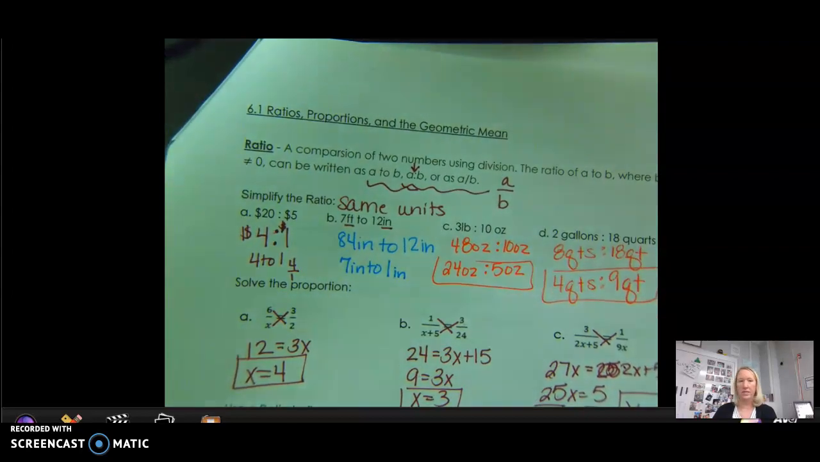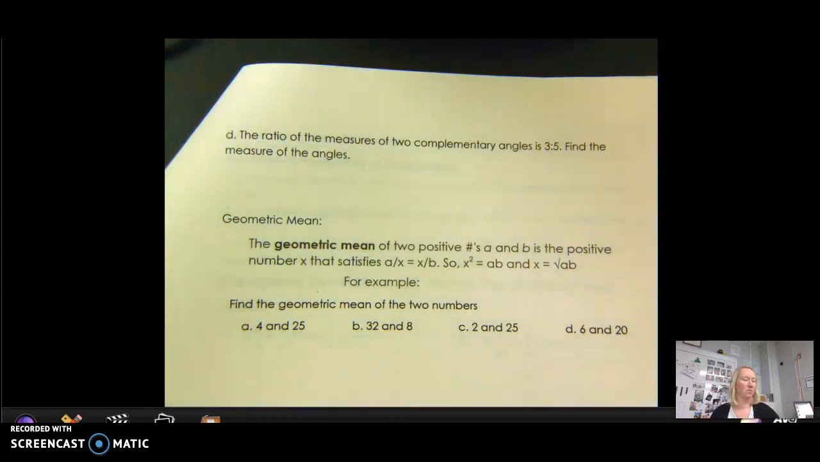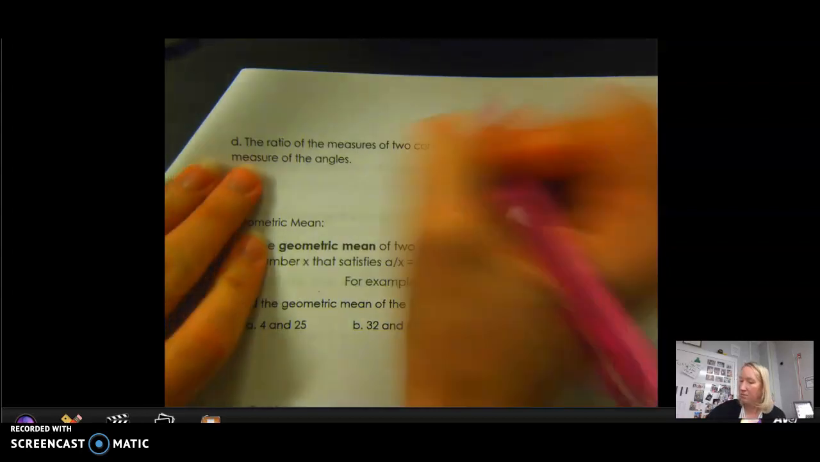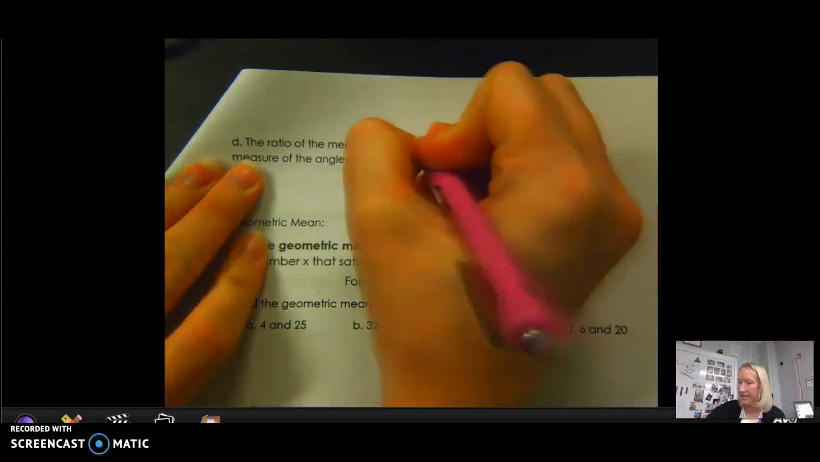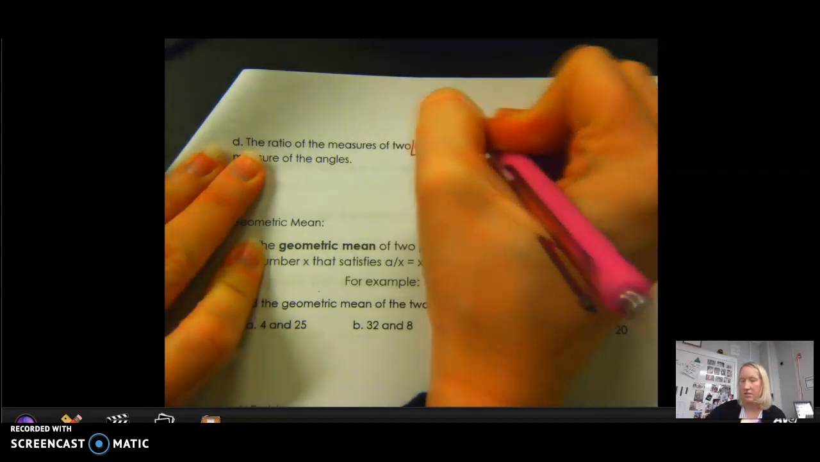Okay, we are going to continue on the 6.1 note, so flip over to the next page. Okay, so D, the ratio of measures of two complementary angles is 3 to 5. Find the measure of the angles. So, complementary means they add to a total of 90 degrees, right?